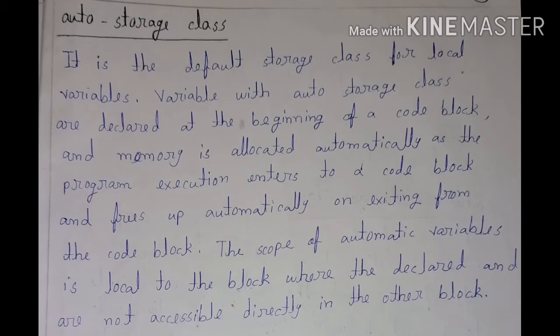So what is auto storage class? It is the default storage class for local variables. Variables with auto storage class are declared at the beginning of a code block, and memory is allocated automatically as the program execution enters a code block and freed automatically on exiting from the code block. The scope or visibility of automatic variables is local to the code block where they are declared and they are not accessible directly in other code blocks.